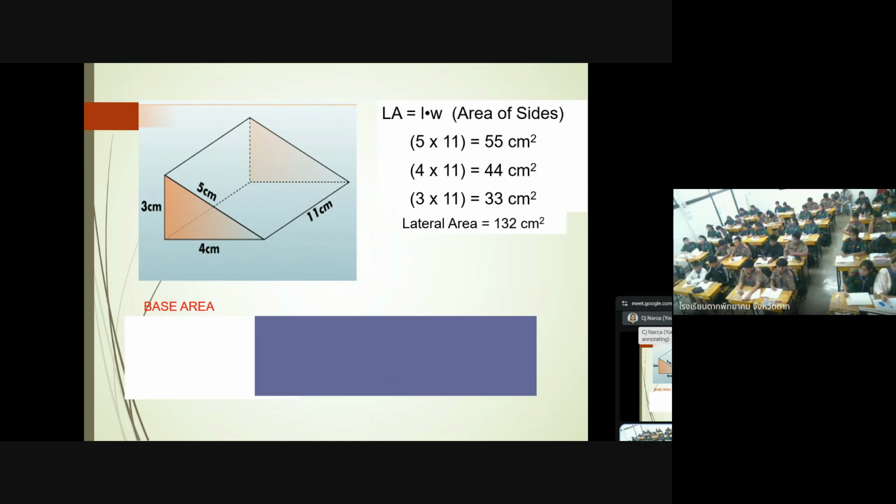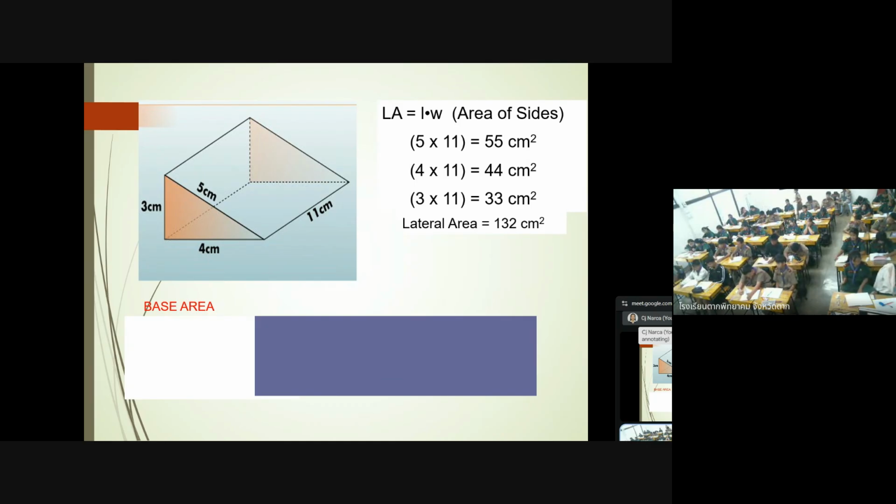Now, guys, I'll show you another formula. Total surface area can also be found by perimeter multiplied by the length, and then plus 2 base area.